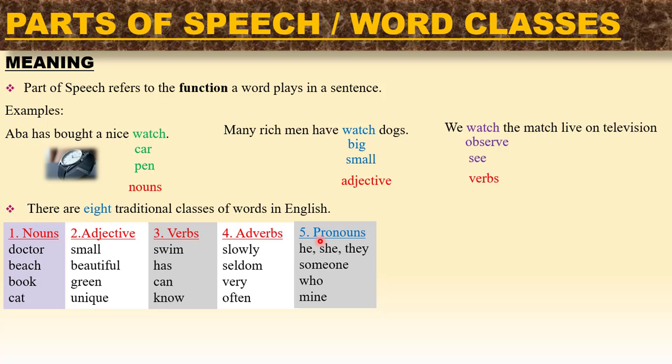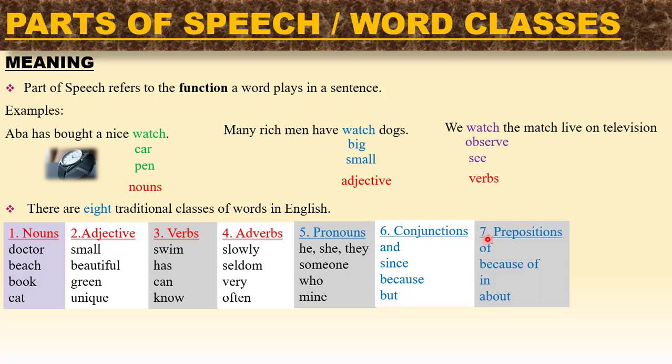The fifth word class is pronouns. This particular group are words that can replace nouns. For example, he, she, they, someone, who, mine. The sixth category is conjunctions. They combine sentences, words, and phrases. For example, and, since, because, but.